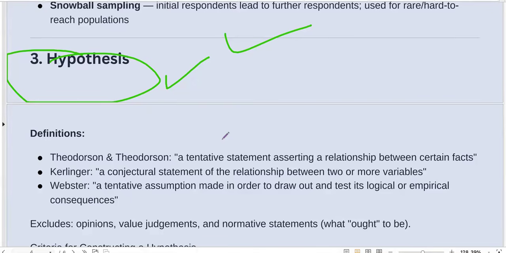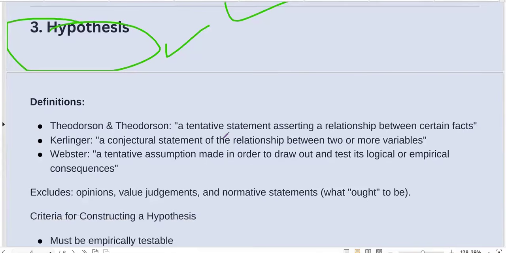So hypothesis is something which will give direction to the entire research. What you want to achieve is very, very important. It should be clear cut. It should not be vague. It should be very clear. That is very important if you want to make a hypothesis.